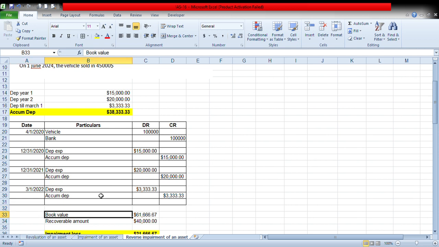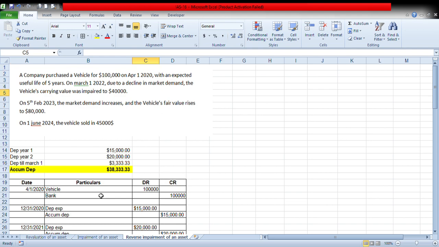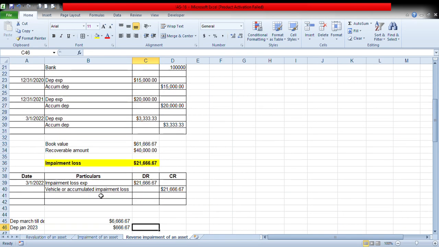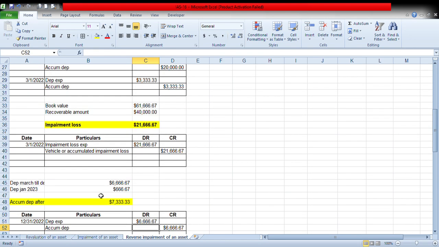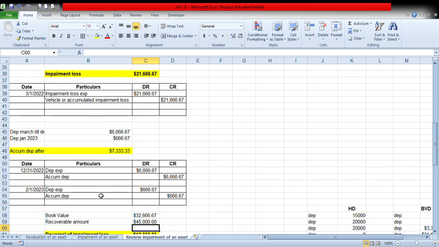Now I need to calculate the book value: original amount minus accumulated depreciation before impairment. So this is the book value. The recoverable amount is the market value. As you know, the impairment test is that if your carrying amount, meaning book value, is greater than your recoverable amount, meaning market value, then you have to impair the asset. Otherwise we don't impair the asset.